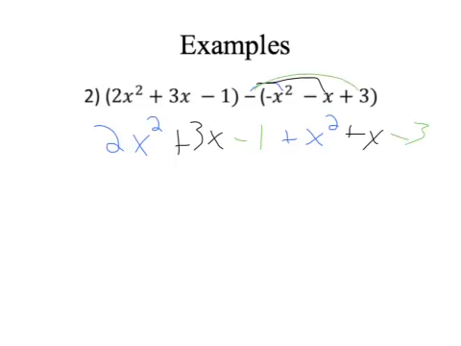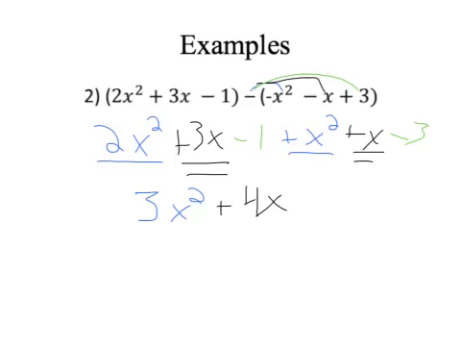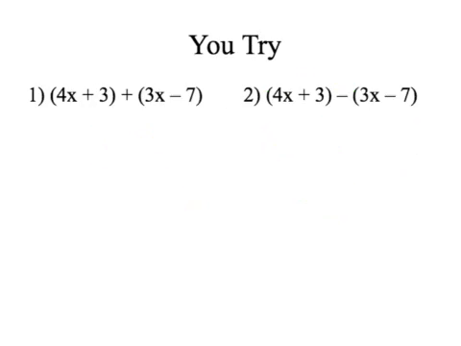Then I want to combine what's like. So 2x squared plus x squared is 3x squared. 3x plus x, I have 3 x's, add 1 to it, means I have 4 x's. And negative 1 minus 3 is negative 4. Go ahead and pause the video and do these two. The first one, I have an addition sign, so I can just drop my parentheses on both sides.